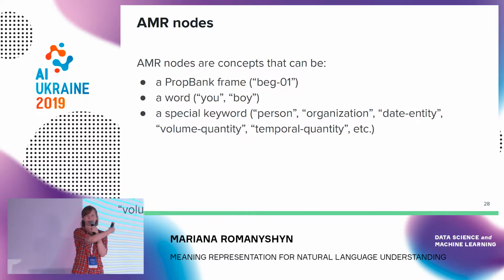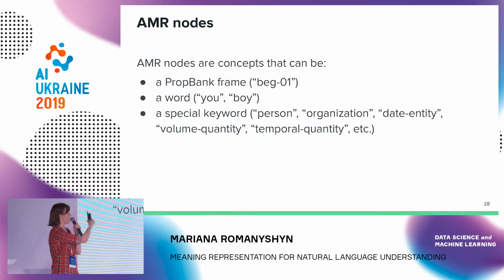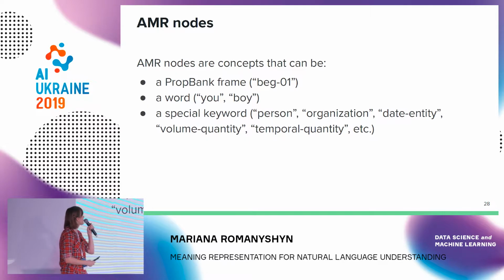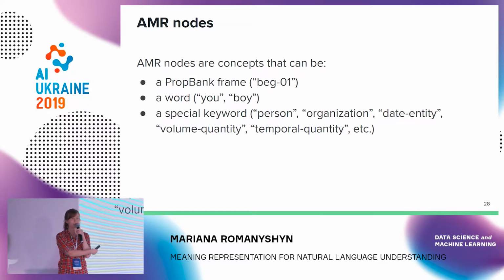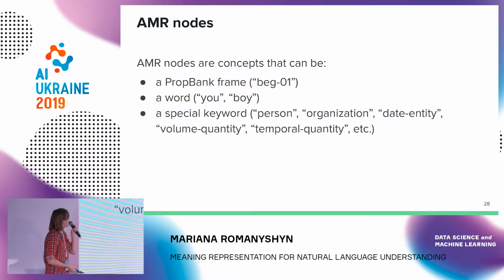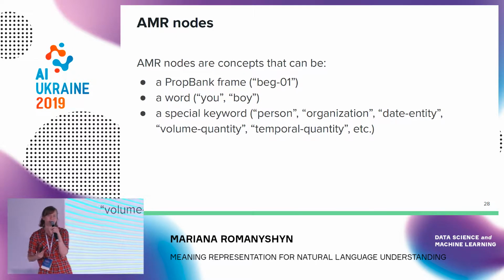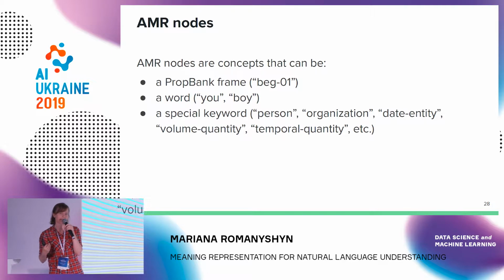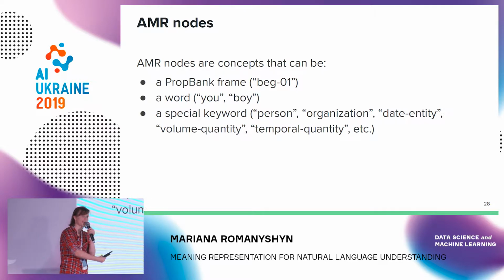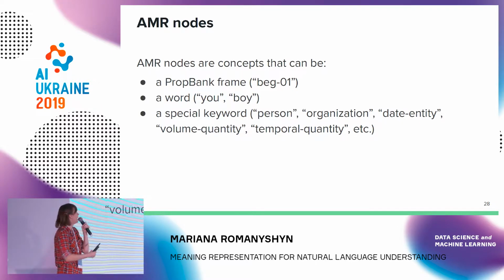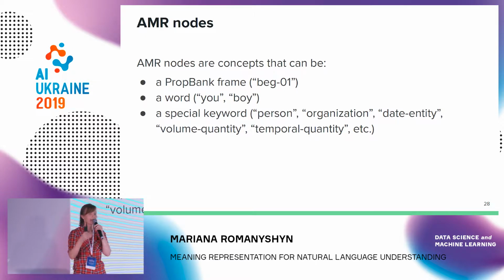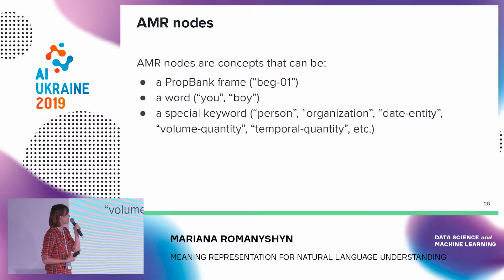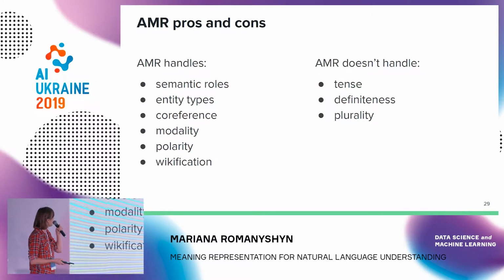So this is something that we saw before, right? PropBank, this large ontology that has frames for different kinds of concepts. It can be just a word, like we had I and you in the previous sentence. And it can be a special keyword, because AMR embeds the information about named entities. So if you have an organization that is under some name, you won't encode the name of the organization directly. You will create a node that will represent the concept of organization, and then add a specific relation of name there.